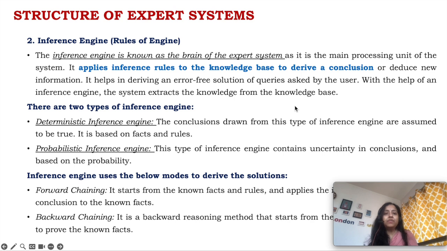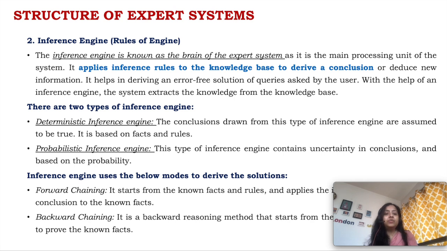There are two types of inference engine: the deterministic inference engine and the probabilistic inference engine. The deterministic inference engine is one where the conclusions which are drawn are assumed to be true, so it is based on facts and rules. But the probabilistic inference engine contains a certain uncertainty and is based on probability. So we can say, most probably it is true.